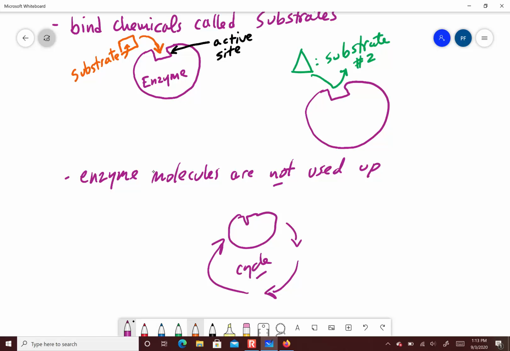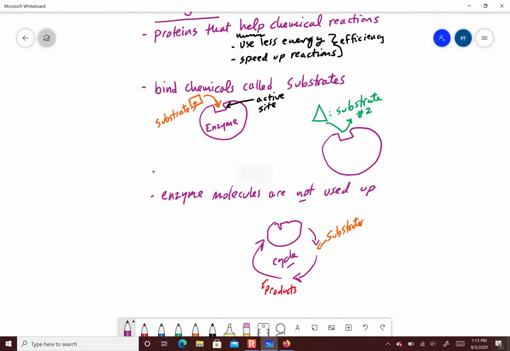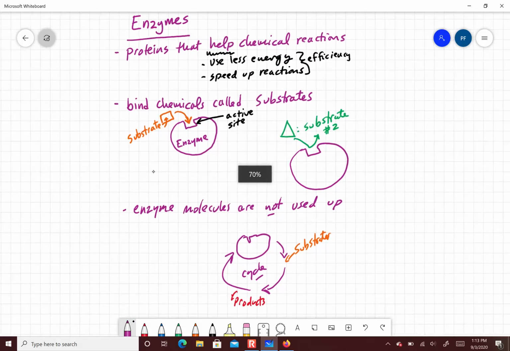So, you know, we'd have substrates that we're adding in here. We'd have products that we're pulling out over here, but the enzyme itself is not changed. And one enzyme molecule just gets reused over and over and over and over. So again, efficiency. These are really efficient proteins, really efficient catalysts.